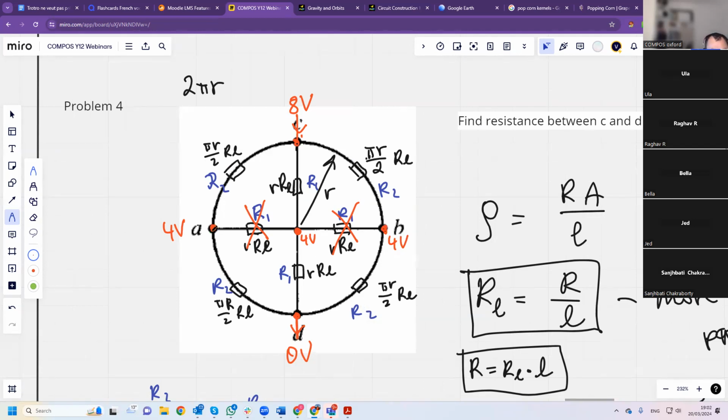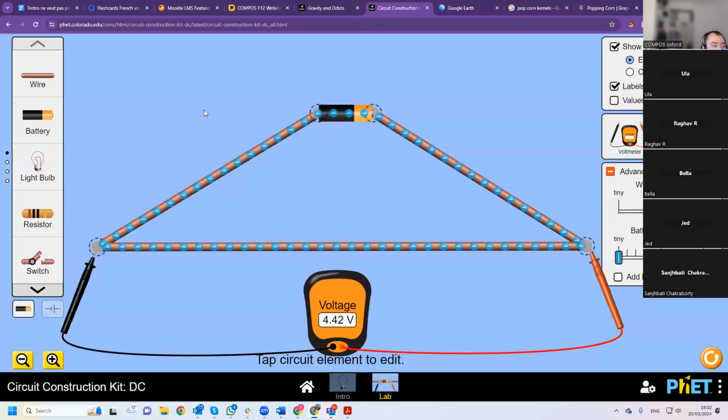But that means that the potential difference between these 2 points is 0. The potential difference between these 2 points is also 0. That means the current will not flow. So these resistors are actually pointless. They don't make any difference whatsoever. And let's show how that works on a real example.